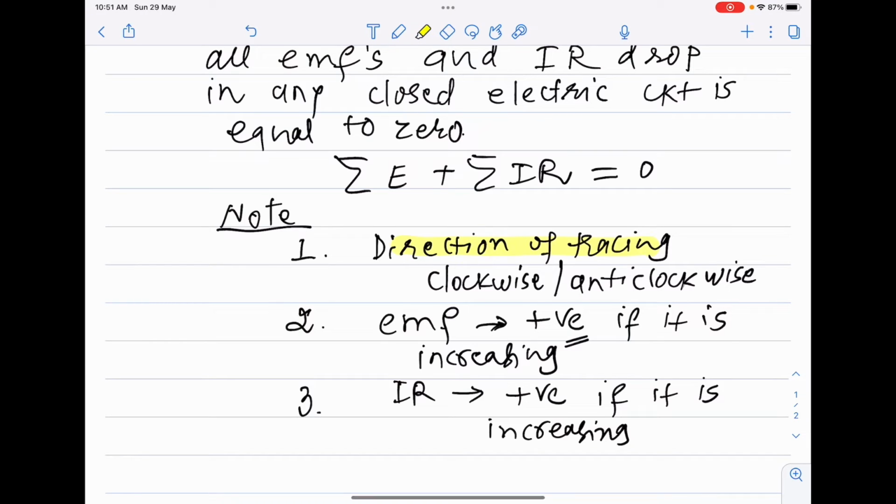First of all, you need to decide the direction of tracing. Either you can go clockwise or anti-clockwise for the tracing of the circuit. Take the EMF or voltage as positive if it is increasing, that is, whenever you are going from the negative terminal to the positive terminal. But if you are going from the positive terminal to the negative terminal, then it is to be treated as negative. Similarly, the voltage drop across the resistance is to be treated as positive if it is increasing. So if it is in the direction of the current, then it is negative. If it is in the opposite direction of the current, then it is to be treated as positive.